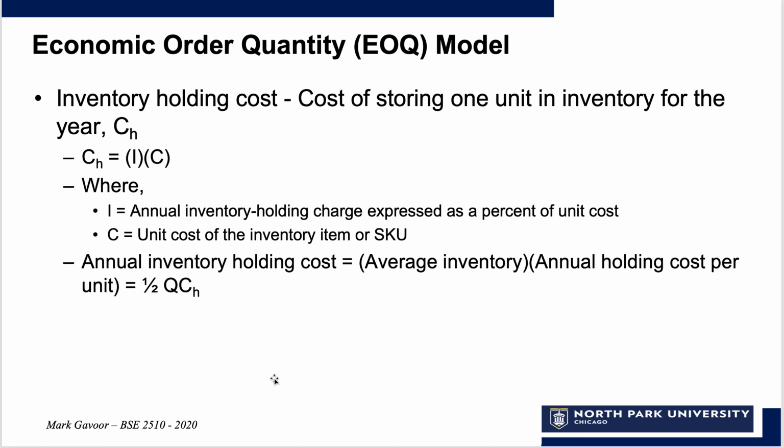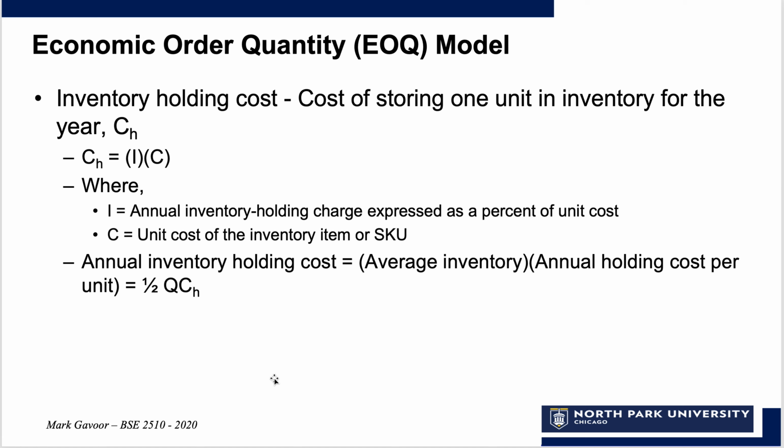The holding cost for a Bic or Papermate throwaway pen is not going to be the same as for an electric engine for a hydroelectric plant. That takes up lots of space, lots of weight, it's got lots of value. So if you look at the percent of the value of the good, and C is the cost of the inventory item, so I times C gives you that holding cost.